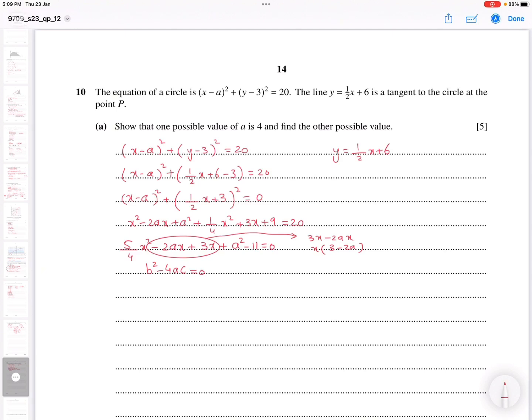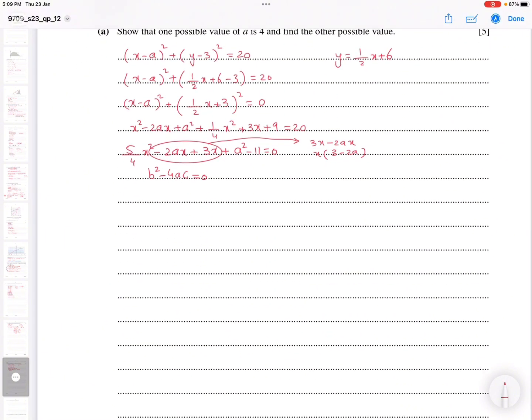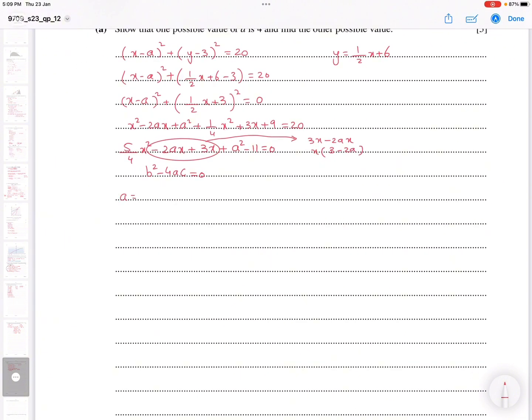Why is it equal to 0? Because in the question he says the equation of the circle and the line is tangent to the circle. So whenever the line is tangent to the circle, our discriminant is always equal to 0. So my a is equal to 5 over 4, my b equals 3 minus 2a, and my c equals a square minus 11.